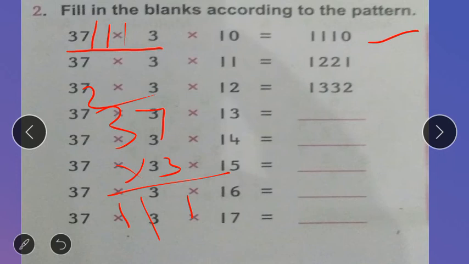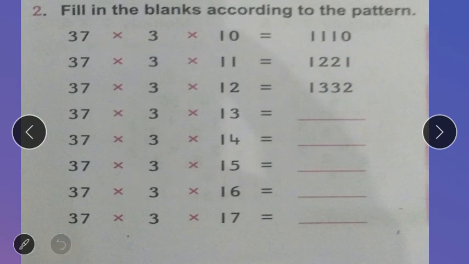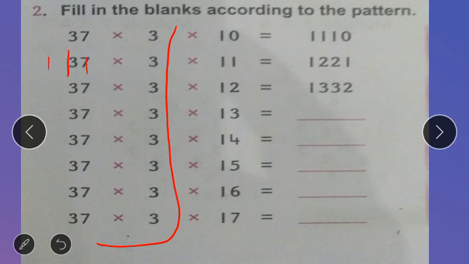Okay. Then 111 multiplied by 11 is what? Middle number will be 1 plus 1, 2. Then you have to repeat that middle number. See, when we are multiplying 37 by 3, always we are getting 111. Now 111 multiply 11. As I have taught you, you have to add these two numbers, you will get 2. So your middle number is 2.